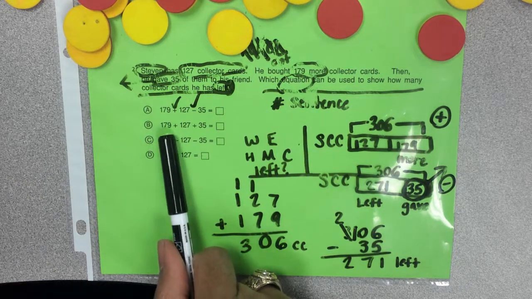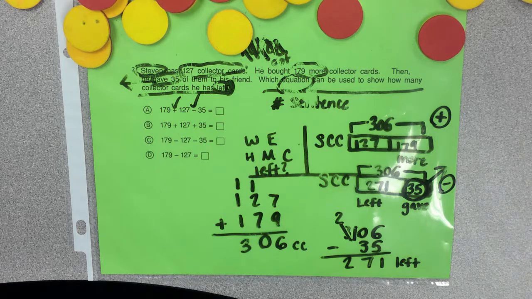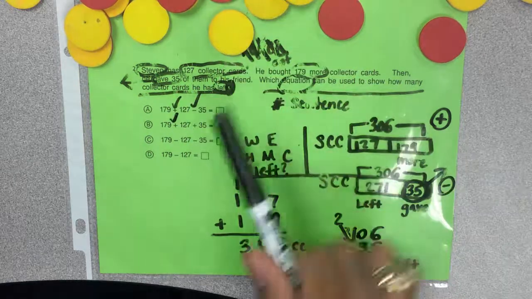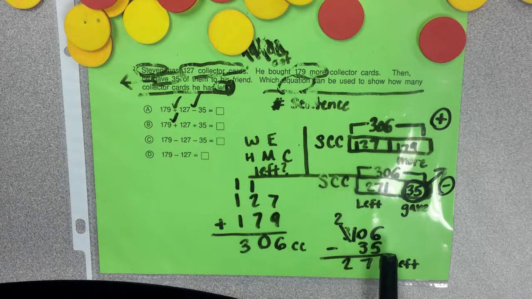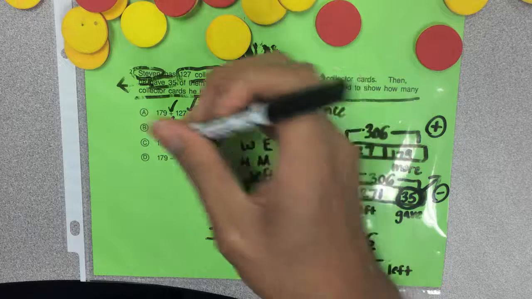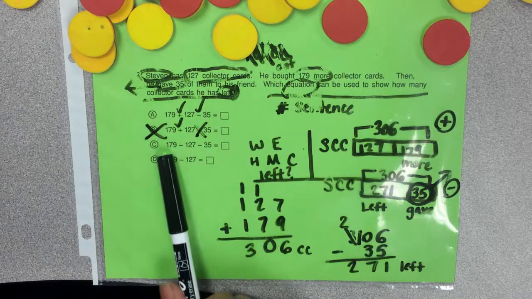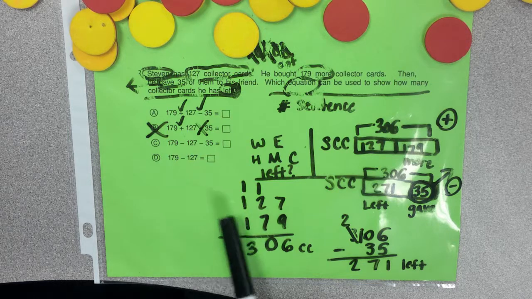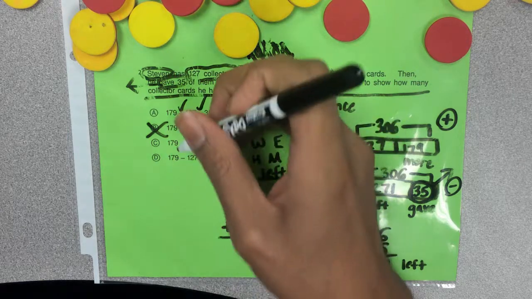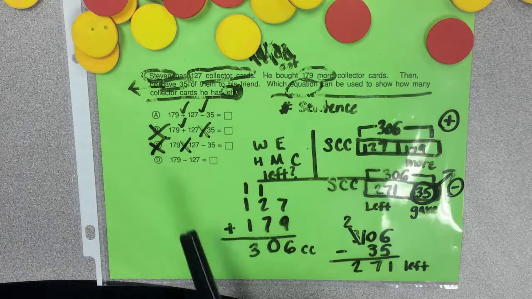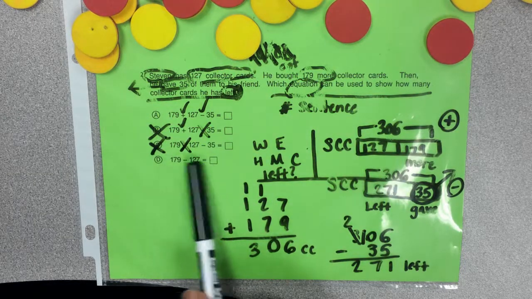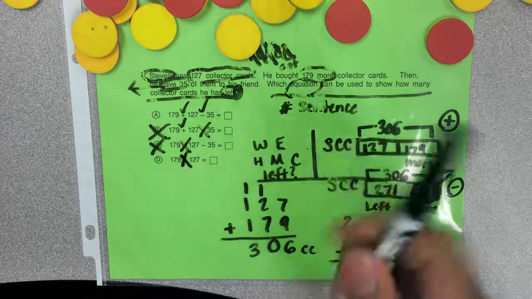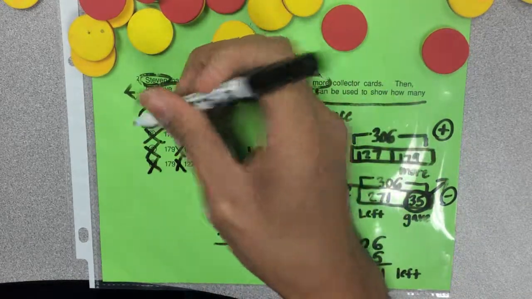B says 179 joined with 127. Yes, we actually did join those numbers. So let me put a check mark. And then it says we added 35. Did we add 35? No, we did not. So that's an X. B is wrong. C, 179 separate 127. No, we did not separate those numbers. We joined them. So that one's wrong. And no, again, we did not separate those numbers. And the 35 is not even in there. So D is wrong. And that's why A is our answer.